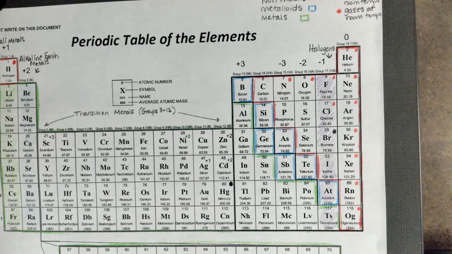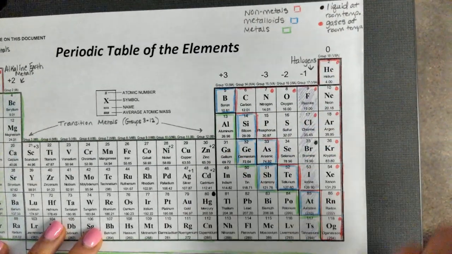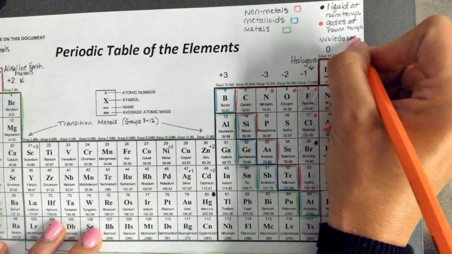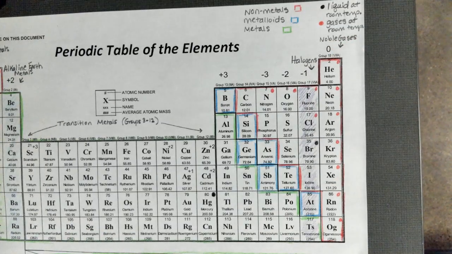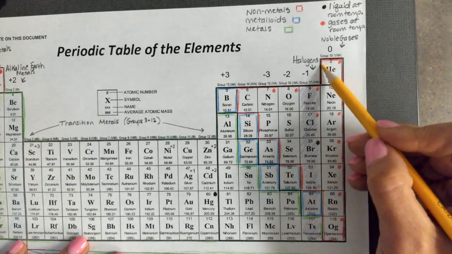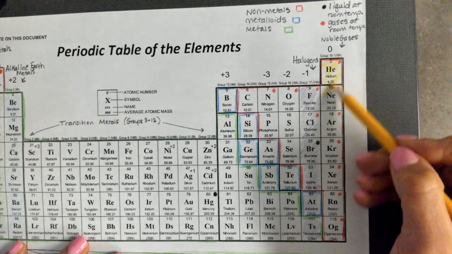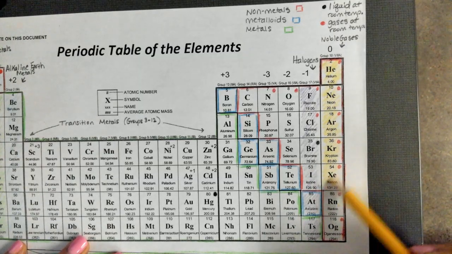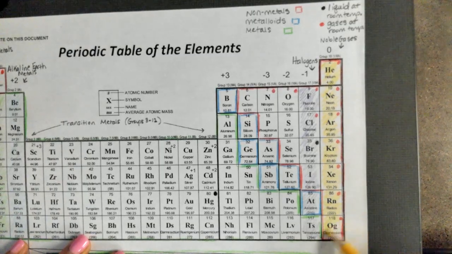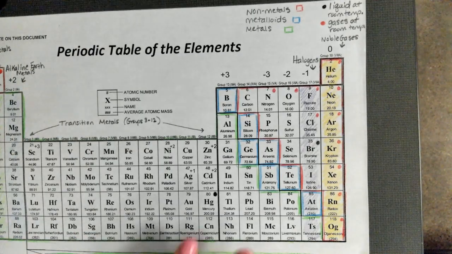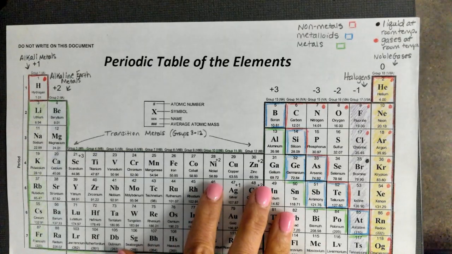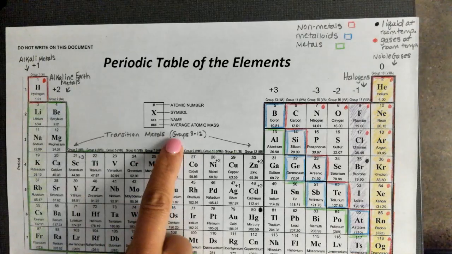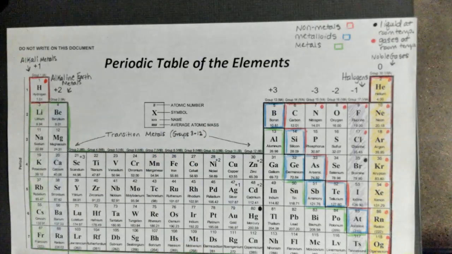And then the last group we're going to label is this last group here, which are called the noble gases. And I'm going to shade those yellow. Okay, so at this point, you should have the 5 different groups that you will need to know: alkali metals, alkaline earth metals, transition metals, halogens, and noble gases.